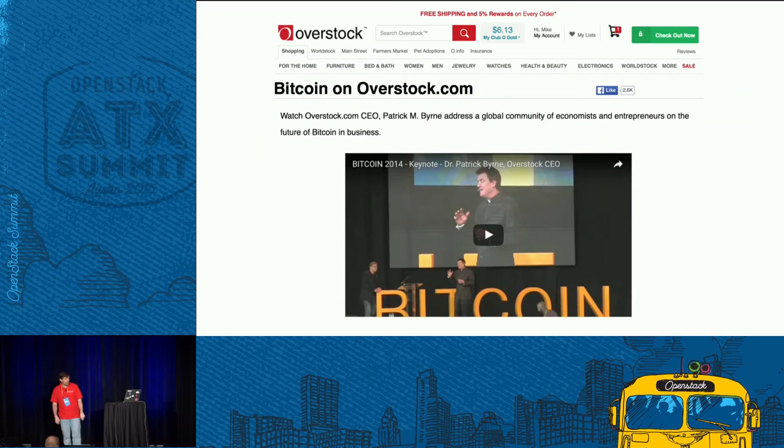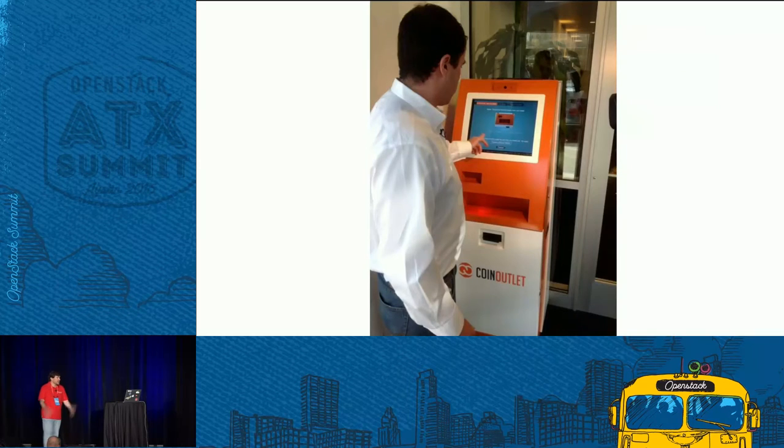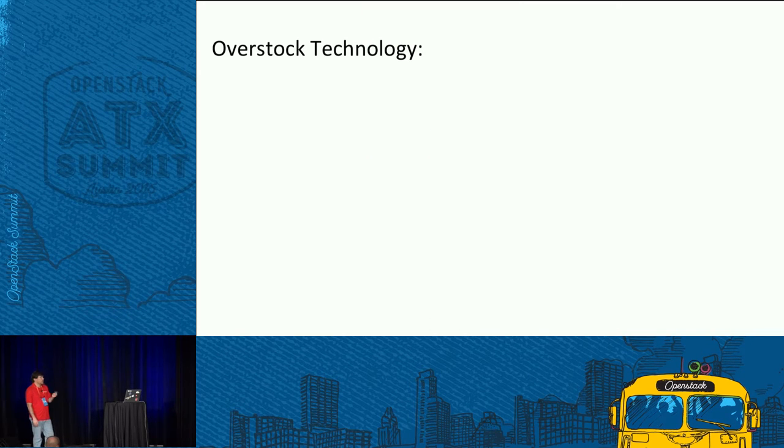And finally, we're also known for being big fans of Bitcoin, and we're the first major retailer to accept Bitcoin for online shopping. We also have a Bitcoin ATM in our lobby, which is kind of fun to watch people use. But from a technology standpoint, we are operators of six separate OpenStack clouds.